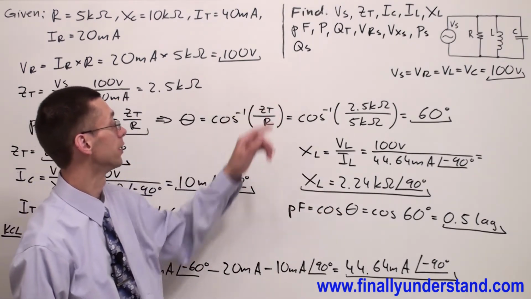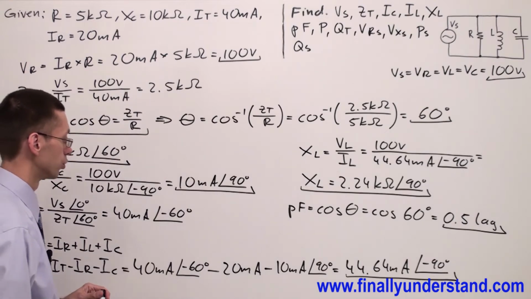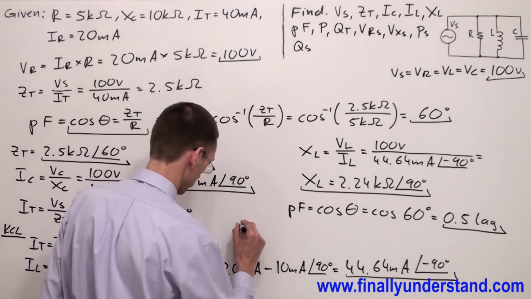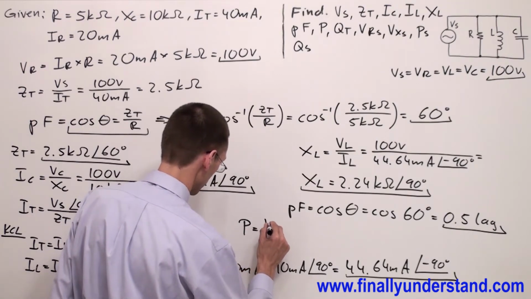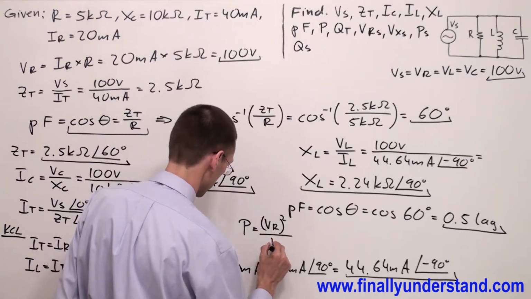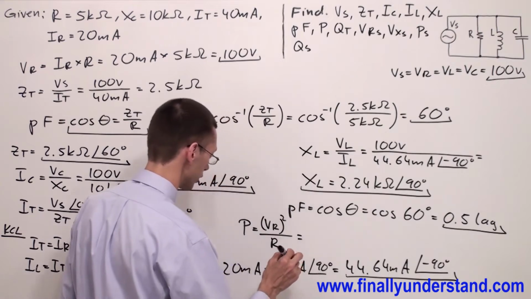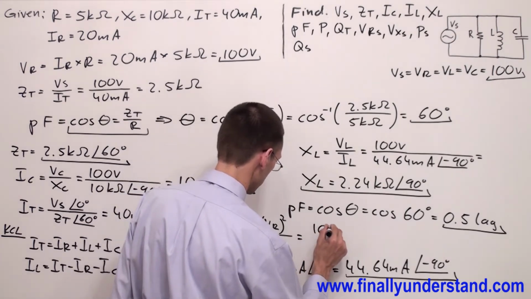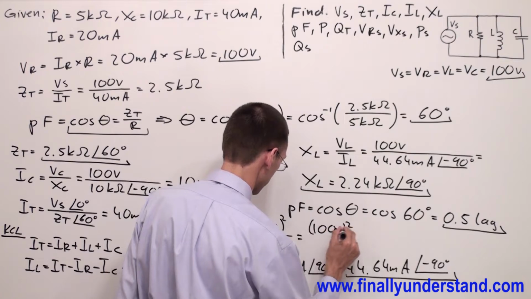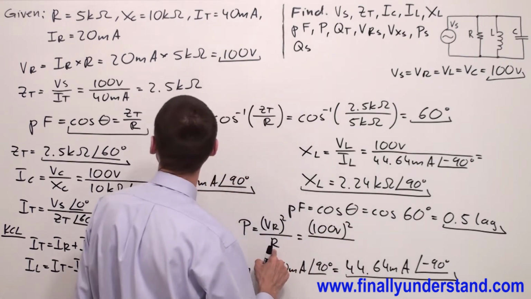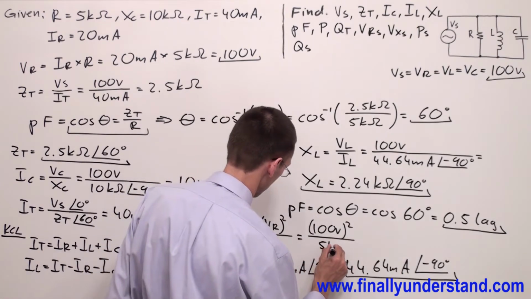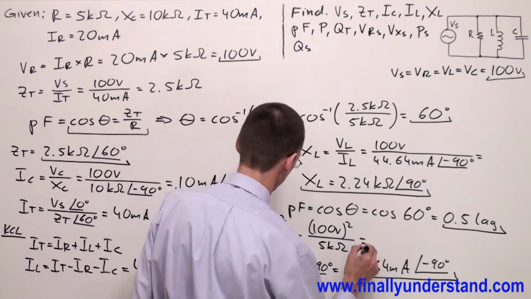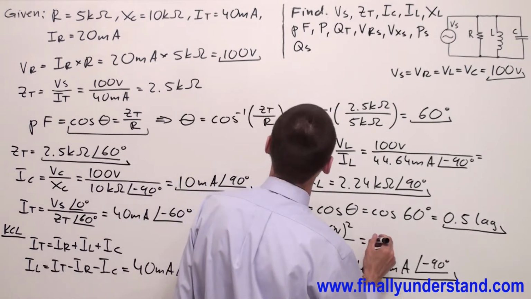Next, we are going to find the true power. True power, I'm going to write over here, is equal to the voltage across the resistor raised to the second power over resistance. So this is equal to 100 volts raised to the second power over resistance, and resistance was equal to 5 kiloohms, right? This is equal to 2 watts.